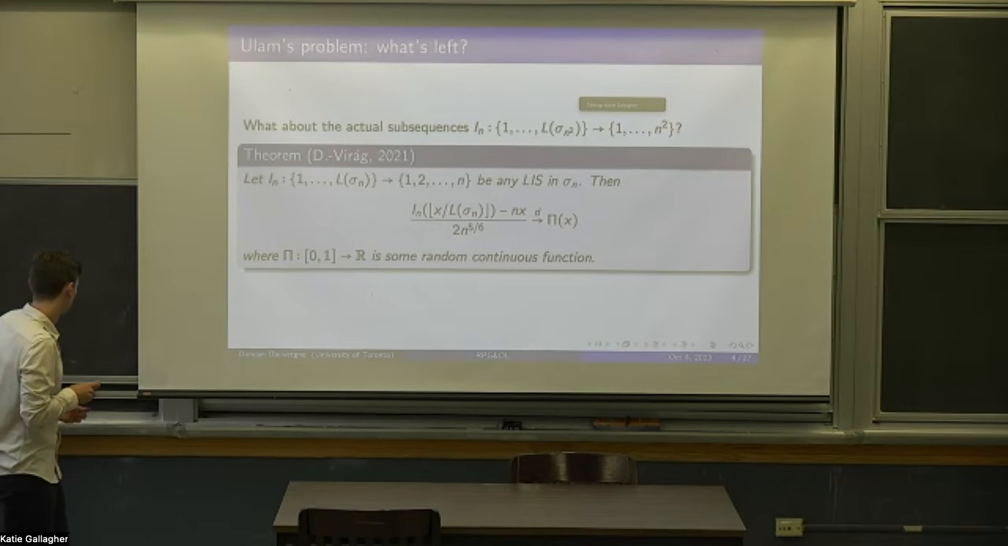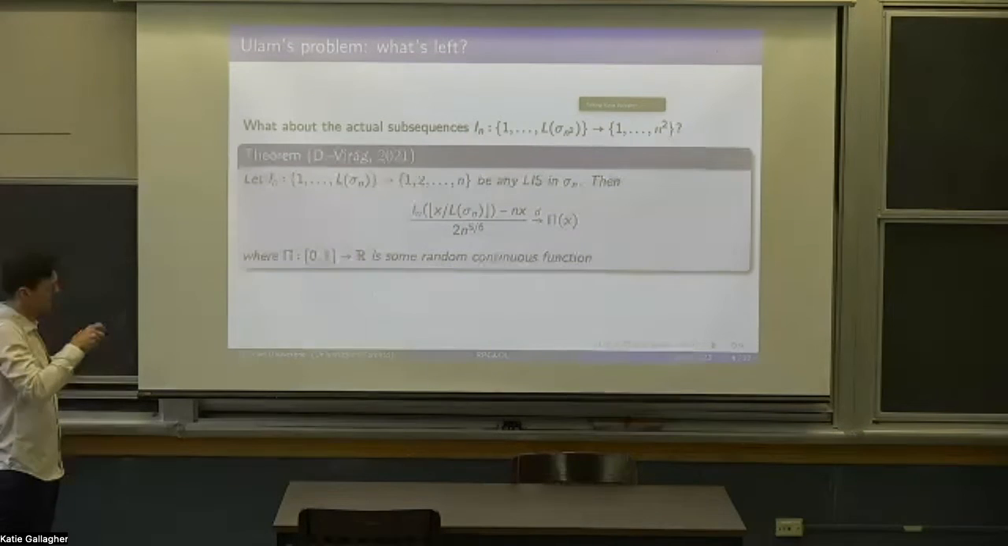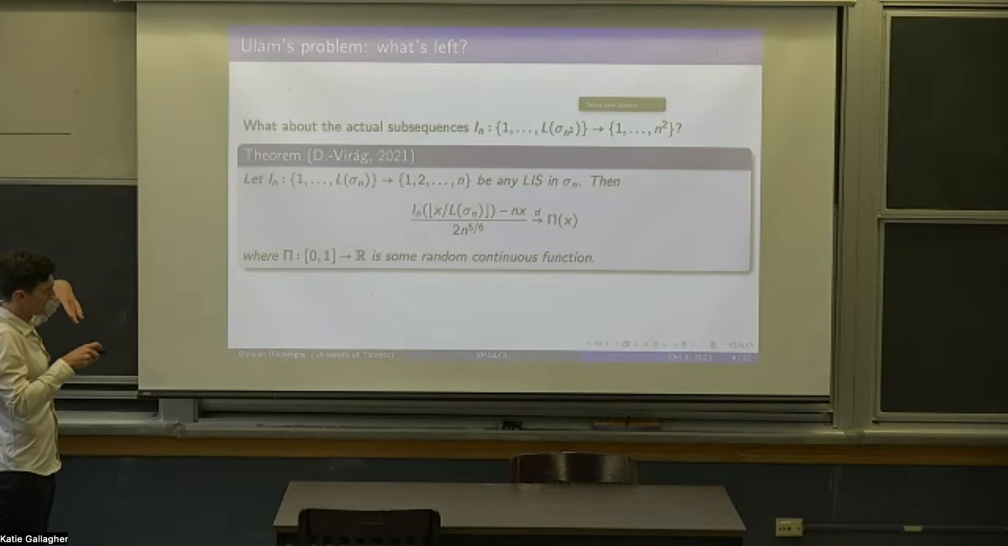So you have some pre-limit. These INs are just some discrete function. They're increasing. You subtract off the linear terms, so now they're going to be able to go up and down. And you rescale the domain and rescale the codomain. You end up with some interesting limit.